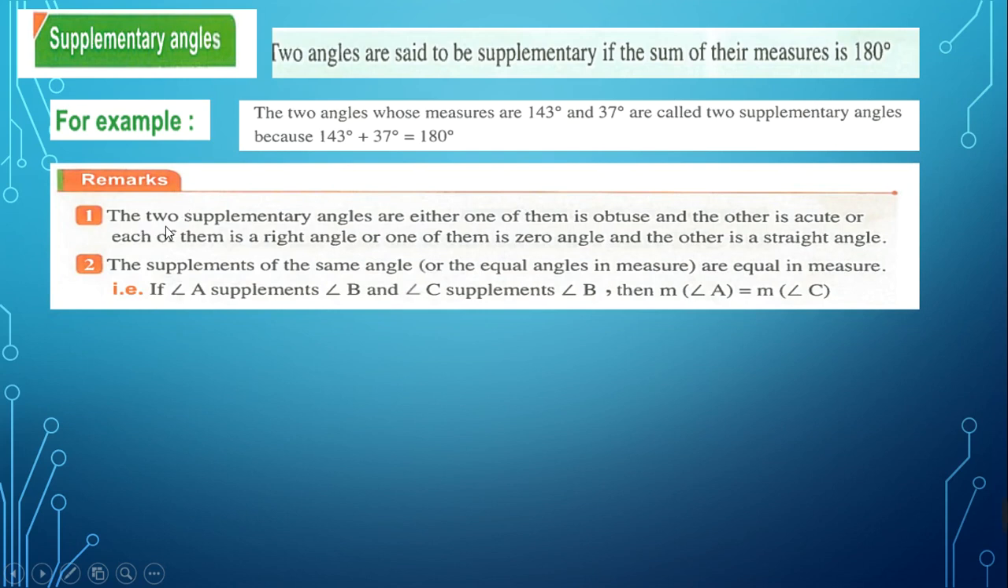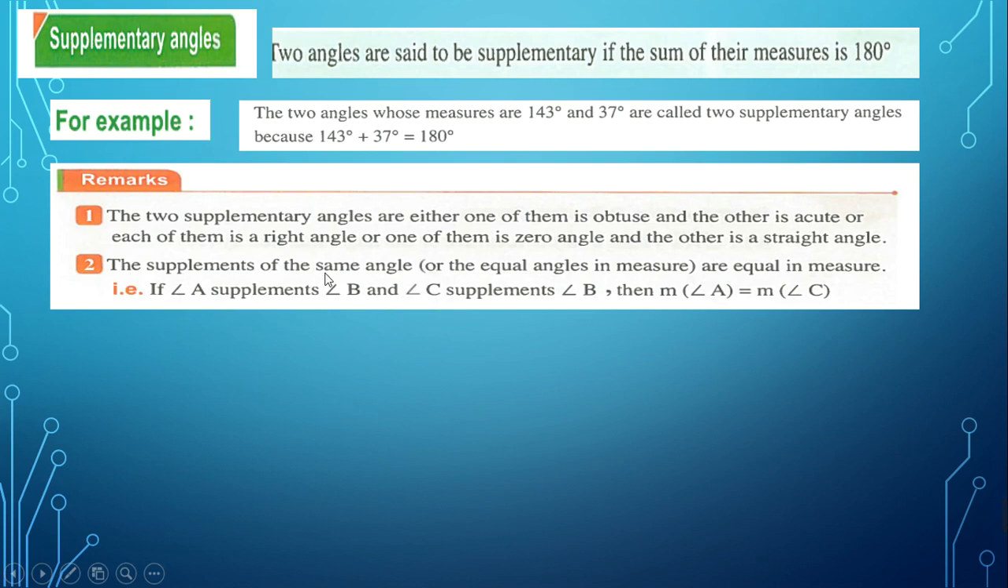Remark: the two supplementary angles are either one of them obtuse and the other acute, or each of them is a right angle, or one of them is a zero angle and the other a straight angle. بمعنى إيه الكلام ده؟ لو واحدة 90 يبقى أكيد التانية هتكون 90. لو الستريت انجل اللي هي 180 يبقى السبلمنتس بتاعتها 0، ولو 0 يبقى السبلمنتس بتاعتها ستريت انجل. نفس البوينت اللي اتكلمنا فيها في الكومبلمنتس.